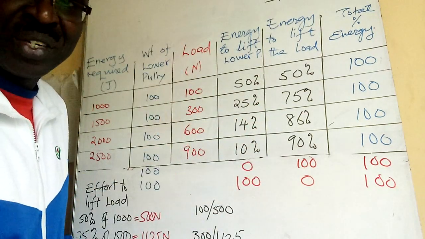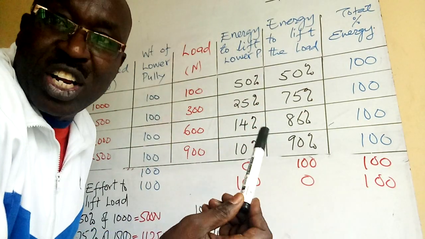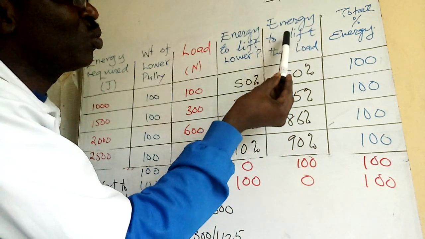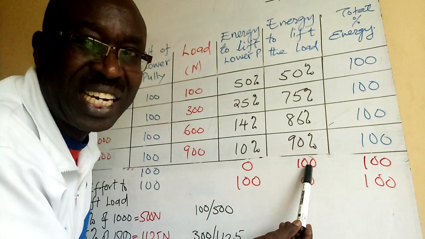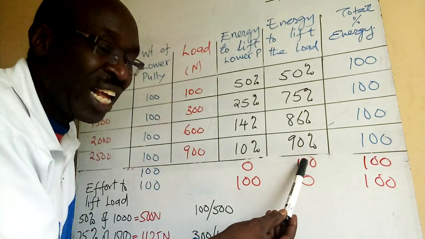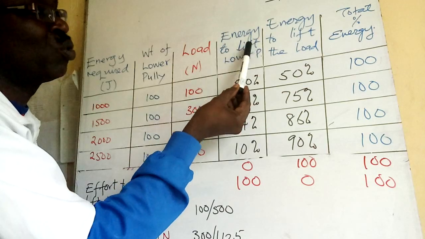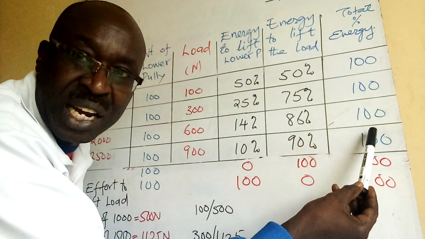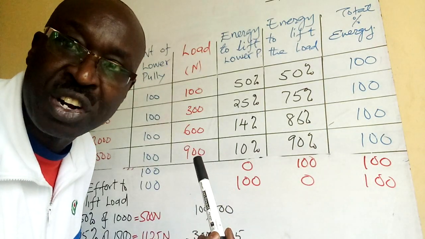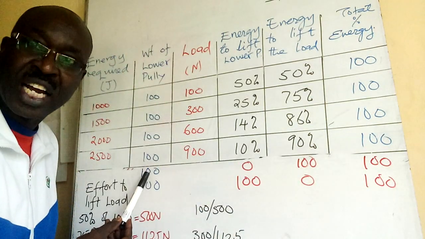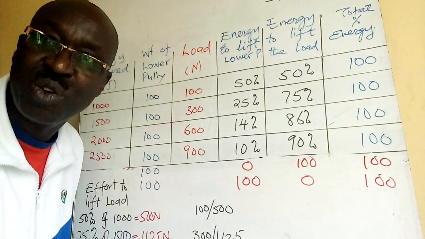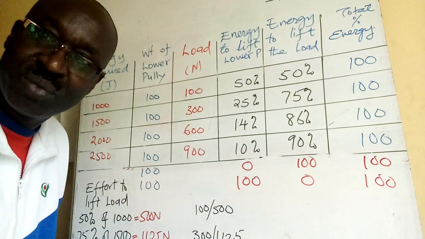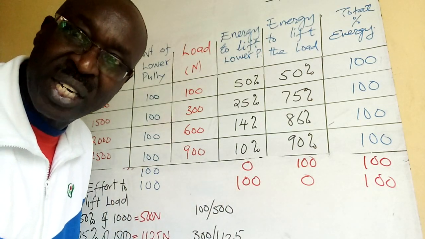Look at the trend. The energy we put in is all that we have. It is 100%. Now suppose energy to lift the load is 100% and everything has gone there. Then it means energy to lift the lower pulley will be 0, because this and this must add up to 100%. You will be contradicting yourself because already you have said the lower pulley has a weight of 100 newtons. So this is not viable. There is a limit to it.